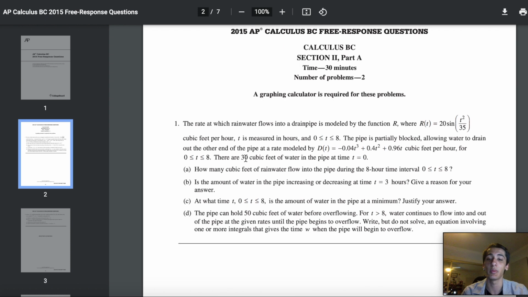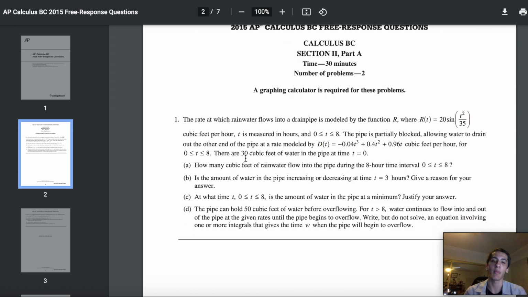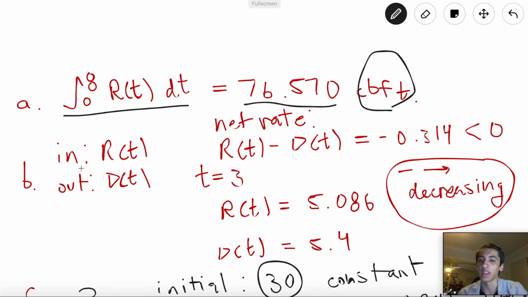Next one's going to get a little bit more tricky. Is the amount of water in the pipe increasing or decreasing at time t equals 3 hours? Give a reason for your answer. So if we look again at what I was talking about earlier, the in rate and the out rate, we have these two different functions. If we want to find the net rate here, the total amount, seeing if it's going up or down, we need to do the in minus the out. Basically, if the in is higher, that means we'll be positive. We're having stuff go up. Whereas if the out rate is higher, that means we're losing material. So it'll be negative and we'll be going down.